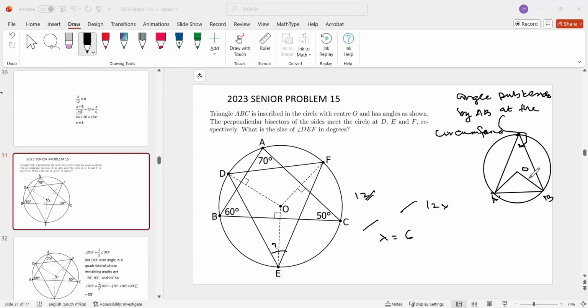Now, interestingly, this angle here is always twice this angle. The angle subtended by the chord at the center is twice the angle at the circumference. That's a theorem in geometry.